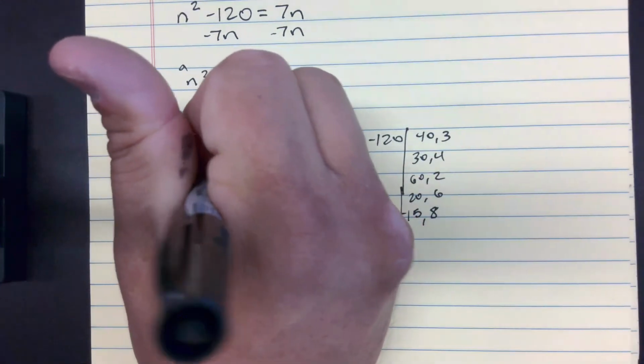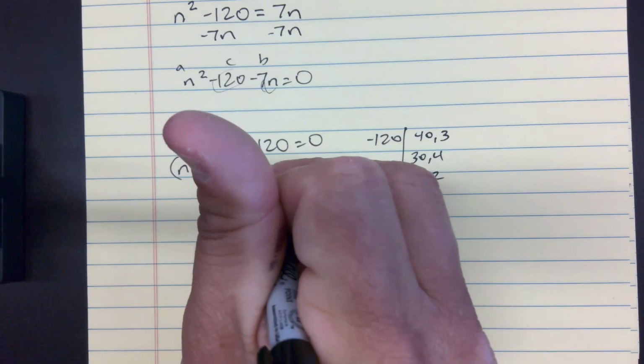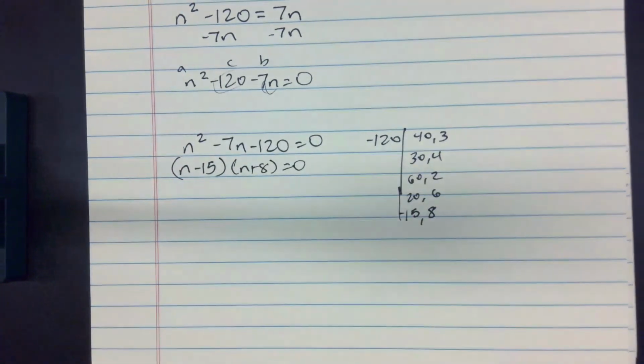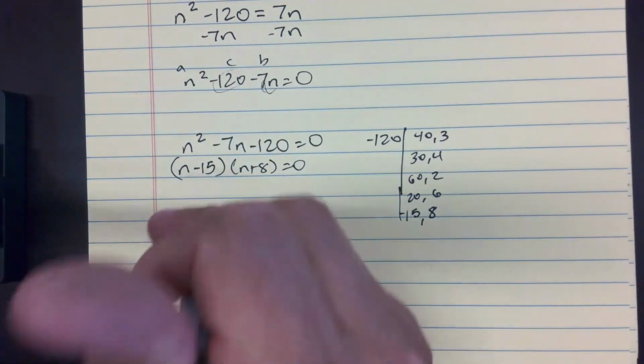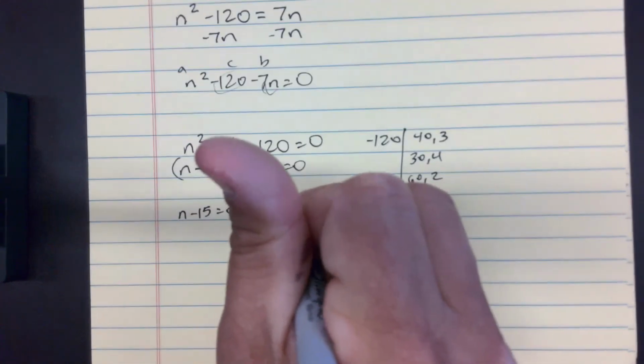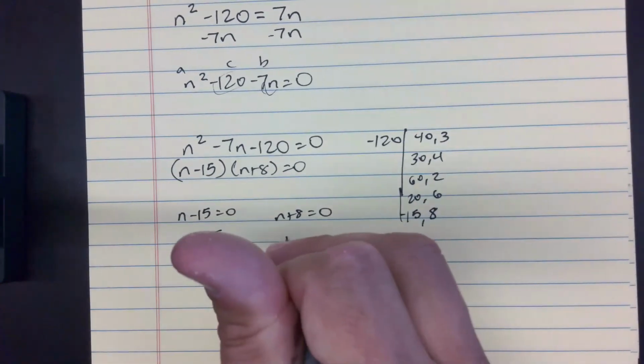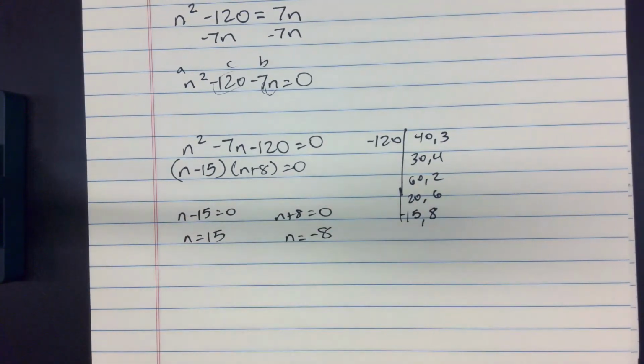So we're going to have n minus 15, n plus 8 equals 0. At this point, we're going to set them both equal to 0, and we're going to solve them both to get n equals 15 and n equals negative 8.